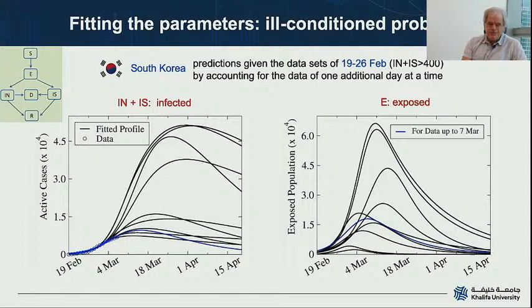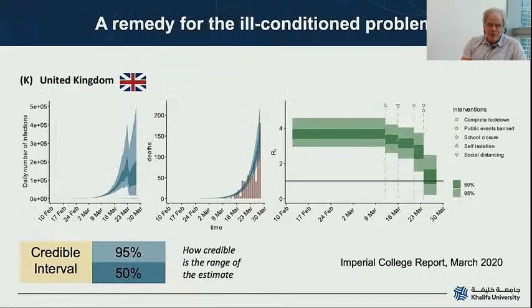Of course, there is a remedy to that. Going back to the Imperial College report, what you see here are predictions that were made. On the left, predictions on the infected people, in the middle, predictions of the diseased people, and on the right, predictions on the reproduction number. Instead of getting one curve, you get a range of values for predictions. This is done by using quite sophisticated statistical techniques, and this range also shows you how credible the estimates are.